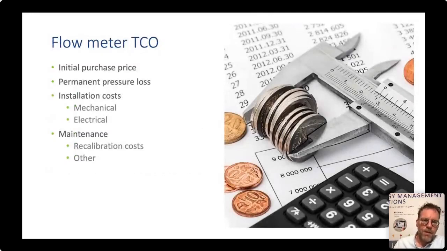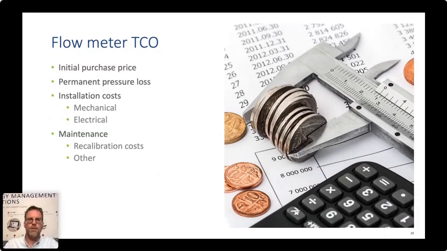Let's zoom in a little bit more on total cost of ownership. Of course, you have the purchase price of the flow meter, and a simple flow meter might cost, whatever, 500 euros, and a very expensive one could be 10,000 euros. Another thing to look at is the permanent pressure loss. I will show an example of this in one of the next slides.